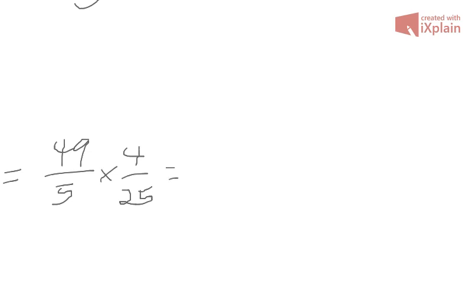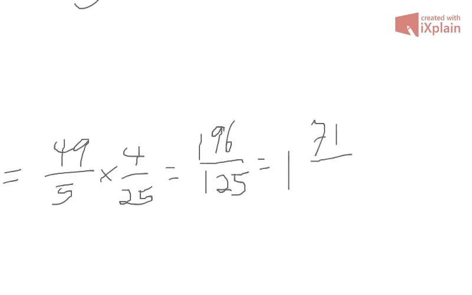Next thing you're going to do is multiply straight across. What that's going to give you is 196 over 125. You pull your 125 from the 196 one time, and you're left with 71, and your denominator is still 125. So the gravitational constant on the moon is 1 and 71/125. All right, so you select that answer.